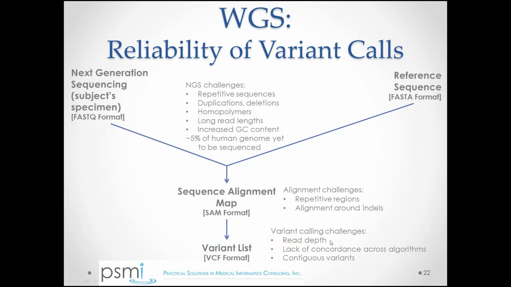Read depth can be taken into account. There's lack of concordance across algorithms. Some variant callers don't look at contiguous variants. So if you have a gene that has one variant in it, that'll be called, or if you have another piece of software that might look at, well, here's all of the variants within a particular gene, that corresponds to, for instance, a different allele.